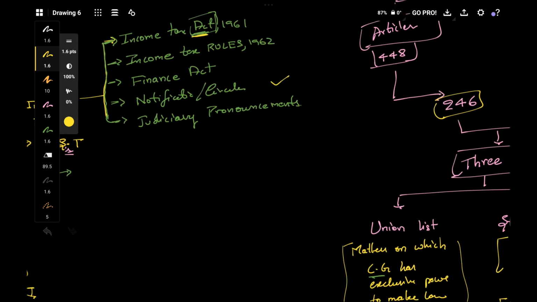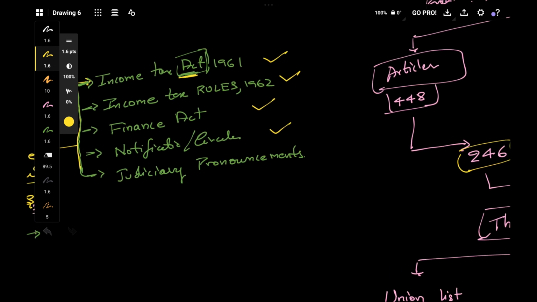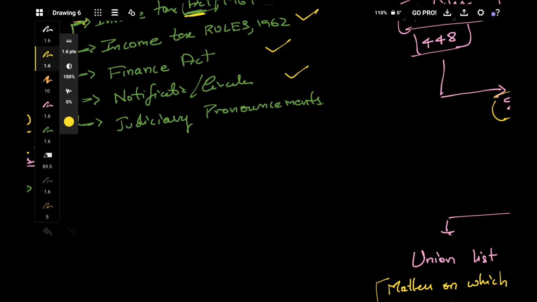We are done with notifications. We are done with Finance Act. We are done with income tax rules. We are done with Income Tax Act. Now, judicial pronouncements. Just now we discussed how complex the language of law will be, and for ordinary people it's impossible to understand that.